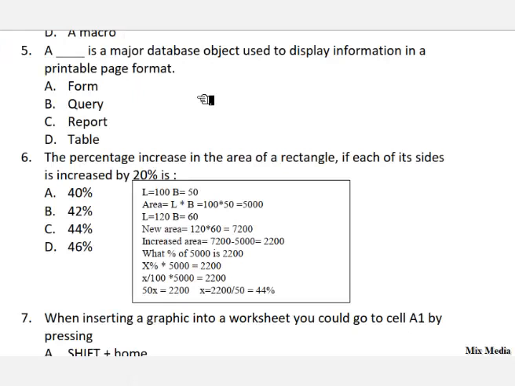Question 5. A dash is a major database object used to display information in a printable page format. The correct option here is report.